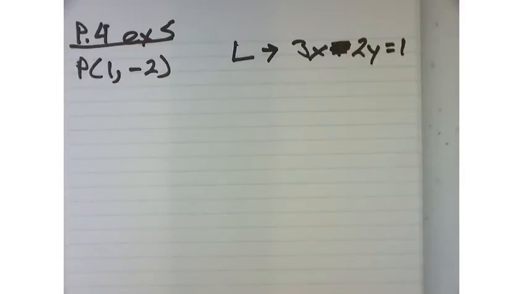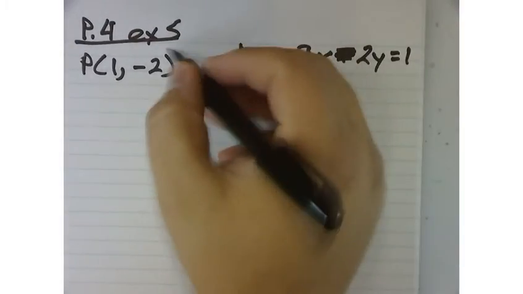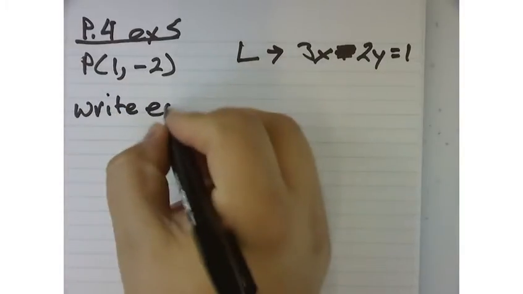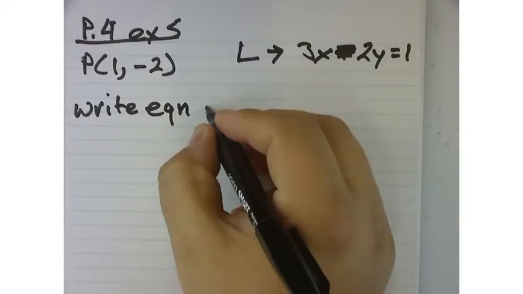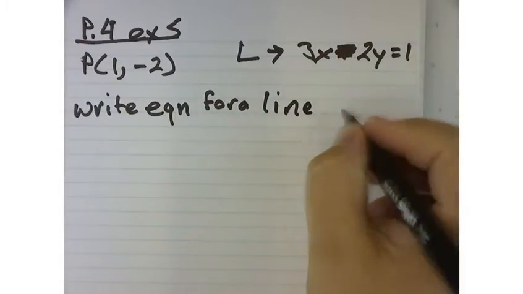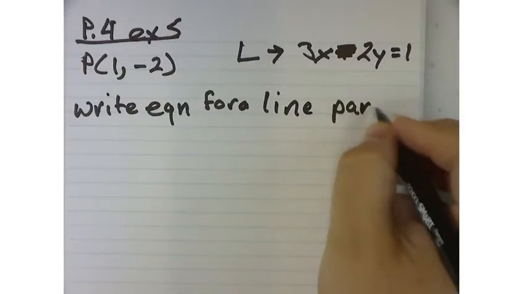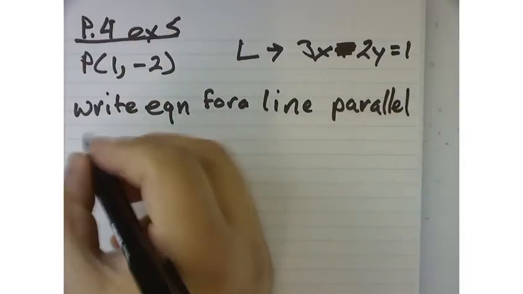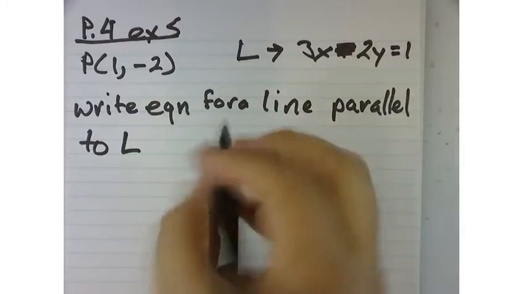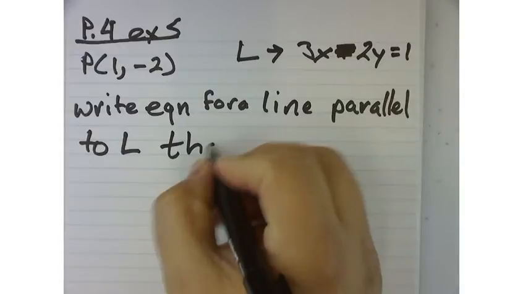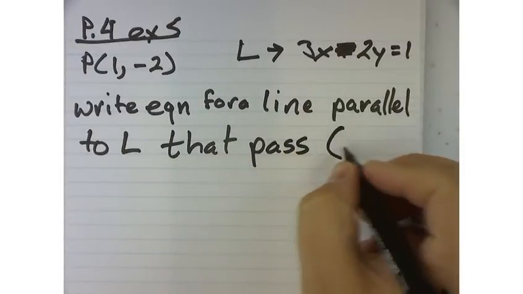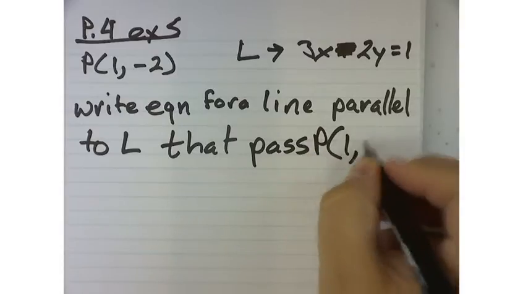Alright, so now we need to write up an equation of the line that is parallel to the line L that passes through P, 1, negative 2.